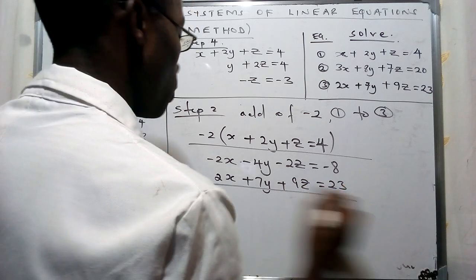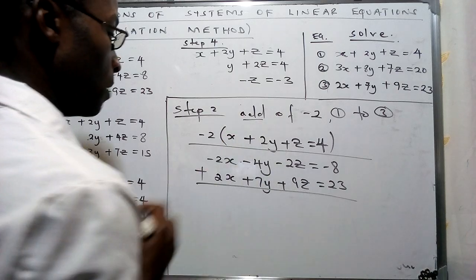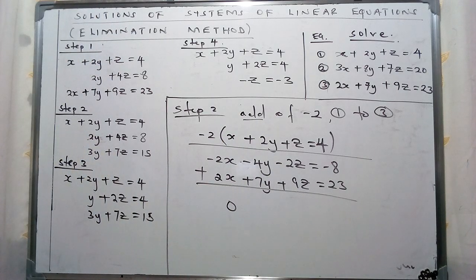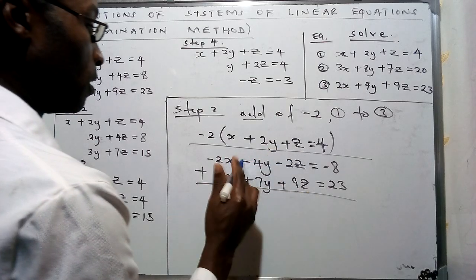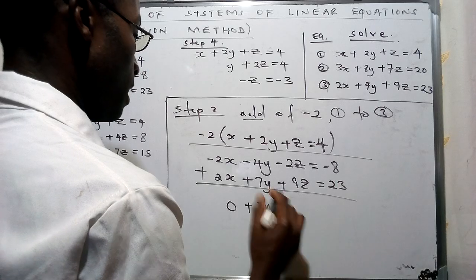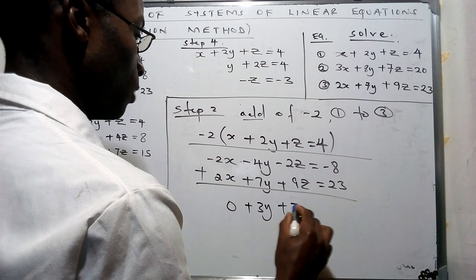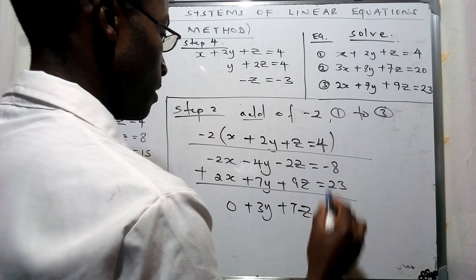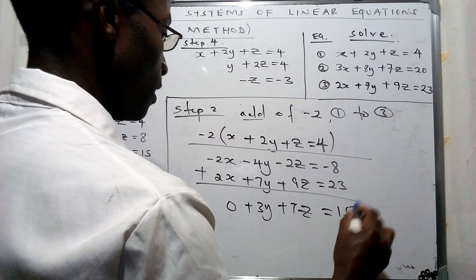Now in this case, we are going to perform an addition, which has been given by this specific step, and this is going to be giving us a 0. And therefore, we are going to look for the second term, which is a negative 4 plus 7, and this is going to be giving us 3y. And then we're going to have negative 2 plus 9, which is going to be giving us 7z. And the answer for that one is going to be giving us 15.